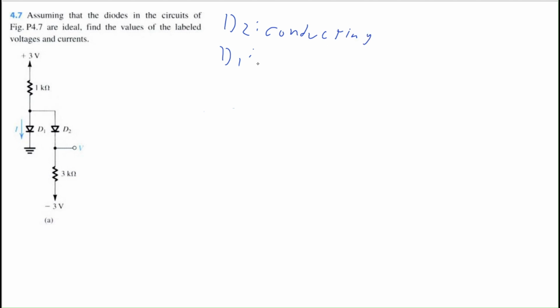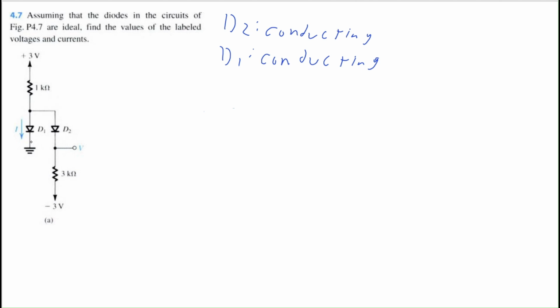As for D1, I usually just always assume that all diodes are conducting. Then I will continue solving and check for any contradictions. So we're going to start by assuming that both of these diodes are conducting. So I need to figure out my voltage here and my current here.